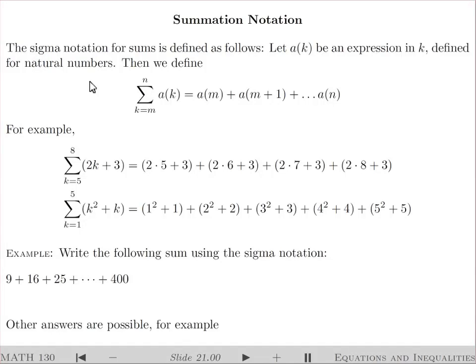Welcome. In this session, I will give a brief description of the summation notation.